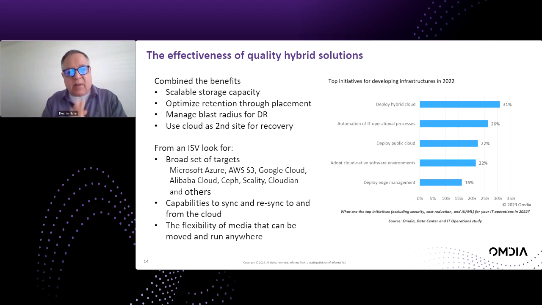And I talked about this flexibility in media, being able to move it anywhere and run it anywhere becomes really handy. It's kind of like the agility of the cloud. It doesn't sound like much, but when you start messing with it, it becomes a really important element. Just like being able to move and run media anywhere becomes an important element to hybrid cloud.